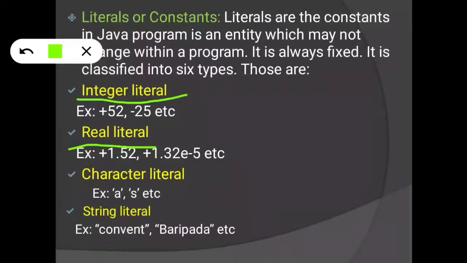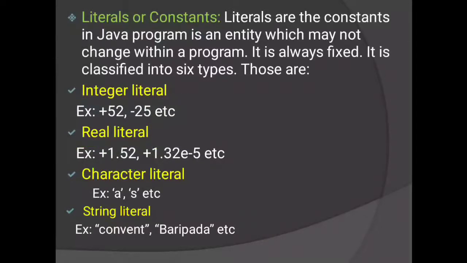Next is real constant or real literal. Real literal we can represent through two forms. First one is fractional form, second one is exponential form. Fractional form means any decimal number when we represent it, that is under fractional form. For example, +1.52. That number we represent through fractional form.